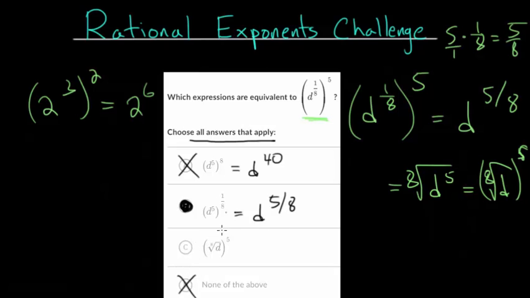And this one right here, notice we're taking the 8th root of d and then raising that to the 5th power, which you can see is right here. And we could rewrite that as a fractional exponent, since 5, the numerator of our exponent, is the power, and our denominator is the root we're taking. So in this case, the 8th root. So C looks to be a correct answer as well.